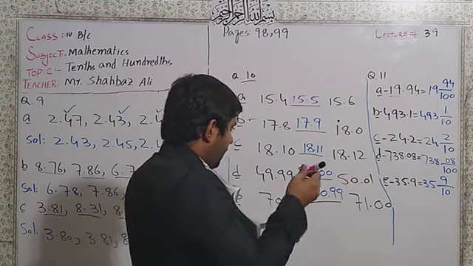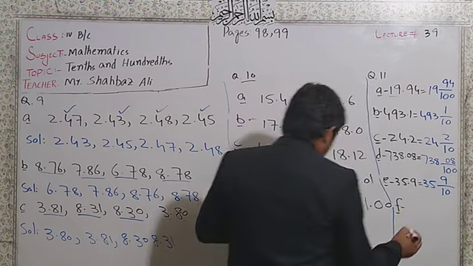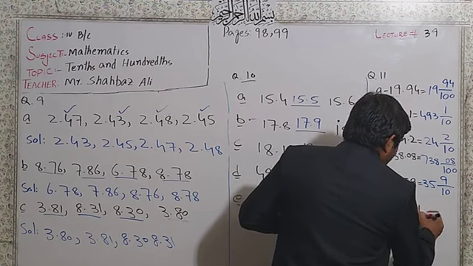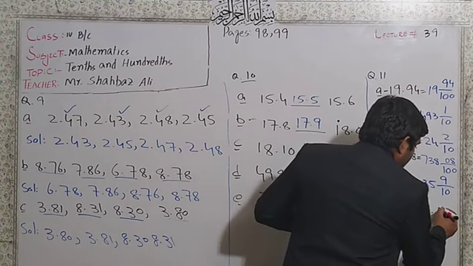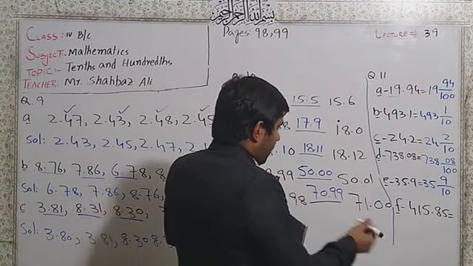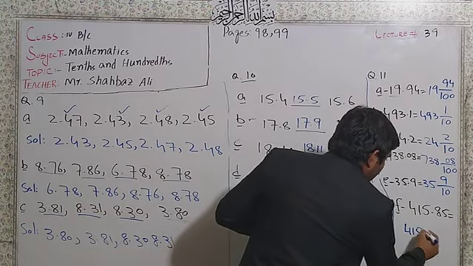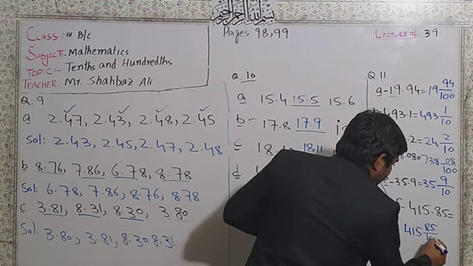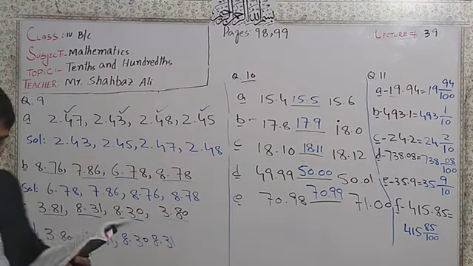Last part of this question, F, 415.85. So we write equal here, and you can write the answer here. This is 415, then 85, 2 digits, so 100. This is your answer. Okay dear students.